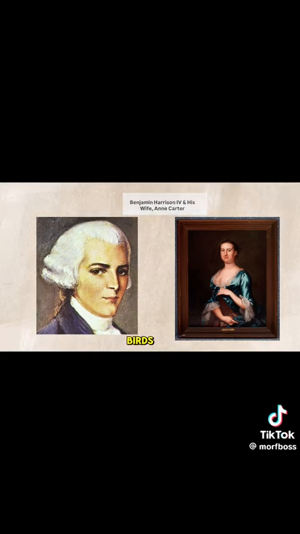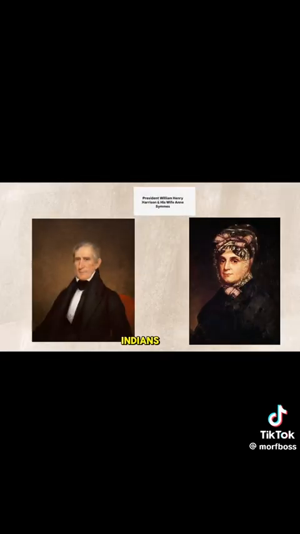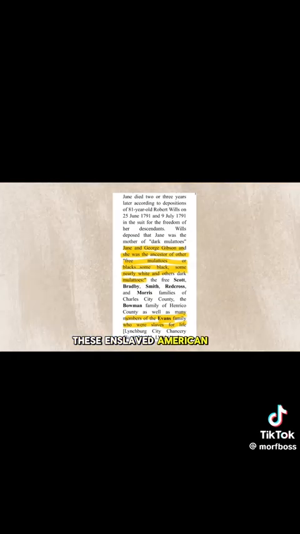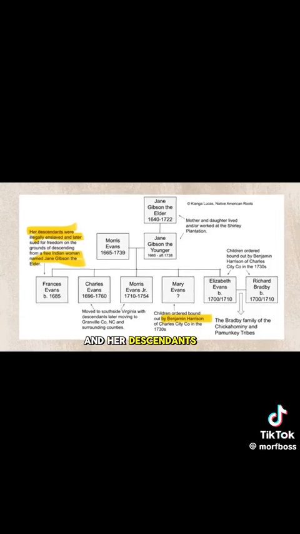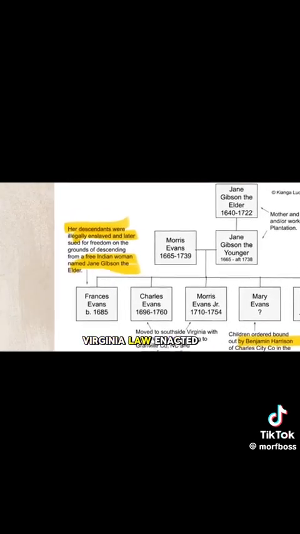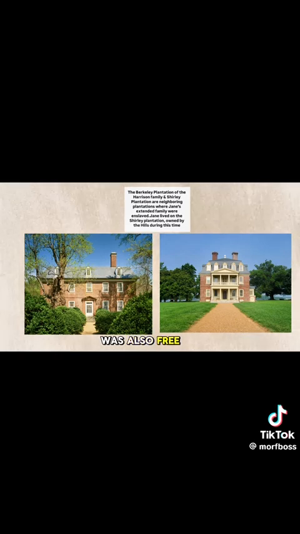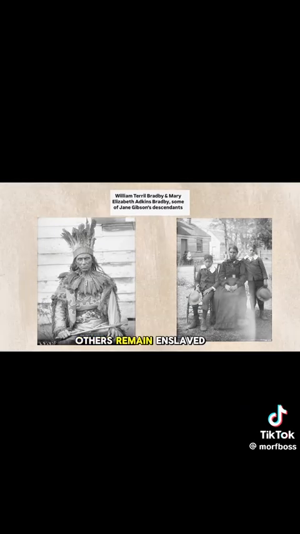So now I want to speak about the Harrison family. The Harrison family, just like the Byrds, were very active in enslaving American Indians. And they have a major case against the Harrison family that was published all over the colonies in every newspaper, with a particular descendant of one of the American Indians who fought for their freedom. So the Harrison family and their extended family all enslaved American Indians. Jane Gibson the Elder was one of these enslaved American Indians on the Harrison plantation, and her descendants sued for their freedom based off of Virginia law enacted in the late 1800s, stating that anyone born to a free Indian woman was also free. So Jane Gibson's descendants sued. Some of them won. Others remained enslaved.